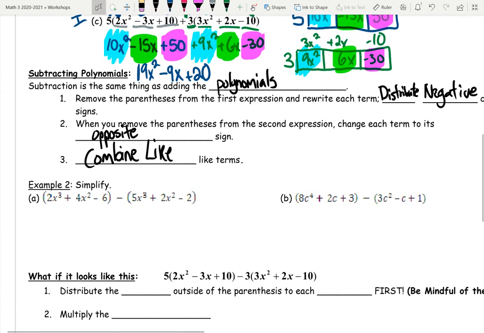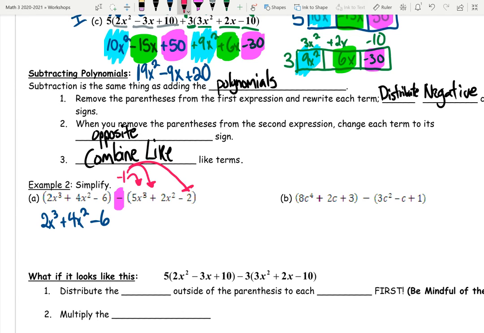So let's take a look at this. Now, this is only when it's subtraction. I see this immediately, and in the process of unpacking, I immediately take away the grouping symbols. I'm going to distribute this negative sign. You can think of it as multiplying by a -1 to every single term, which is why it results in the opposite signs. This is going to turn into a -5x cubed plus 2x squared minus 2.